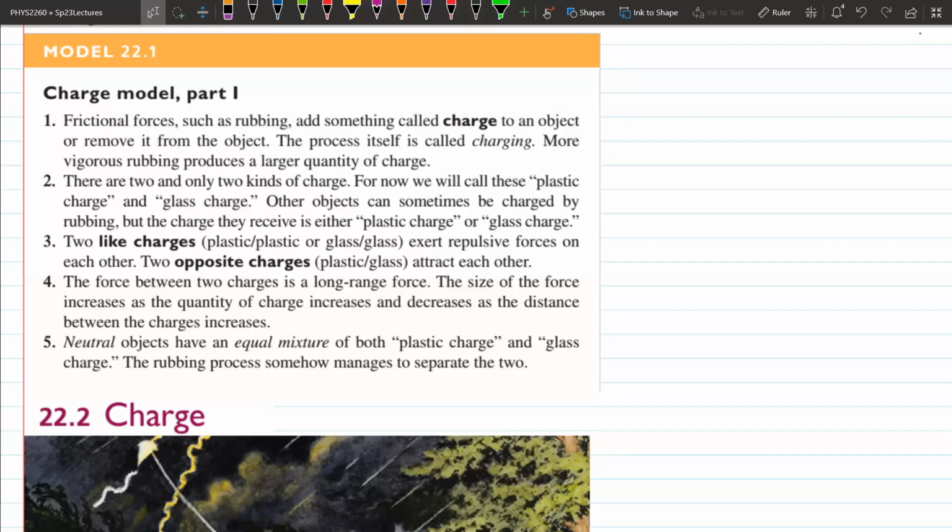And the forces between these charges can either be repulsive, where you have the same type of charge. If you have both plastic charges, they will repel each other. But if you have different types of charge, they will attract each other instead. So glass charge attracts plastic charge, but plastic charges repel each other and glass charges also repel each other. So like charges repel, opposite charges attract.